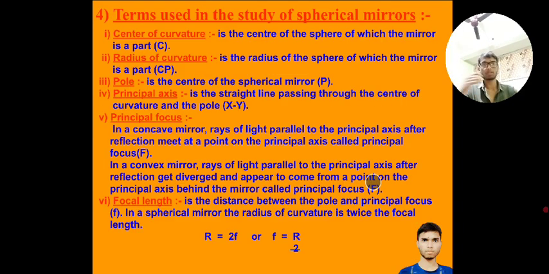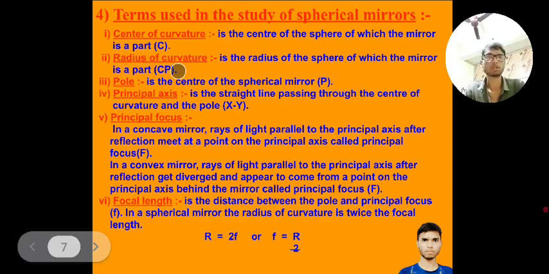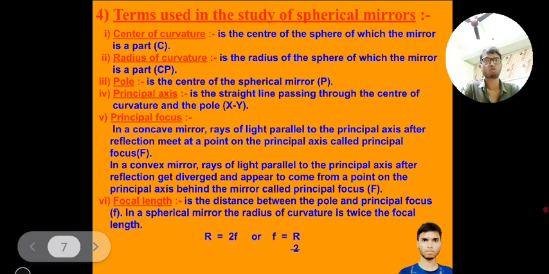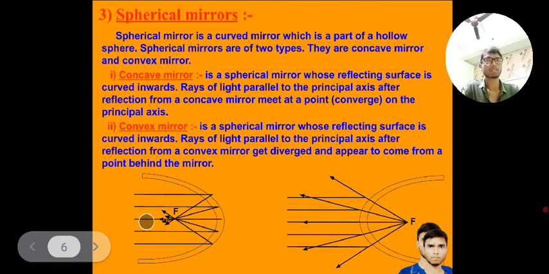Now it is done. Next, we have the terms used in the study of spherical mirrors. First is the center of curvature. This is just a radius, and this is the diameter of the sphere. You have to understand the center of curvature. It is the center of the sphere of which the mirror is a part, C. For example, this center, and this radius would be known as the radius of curvature of this spherical mirror.